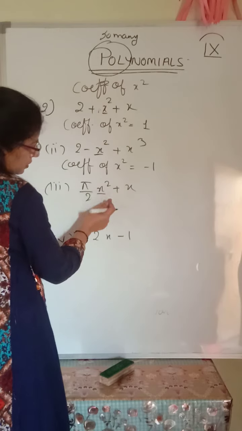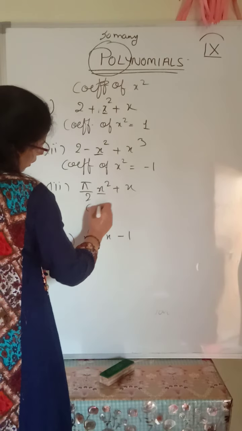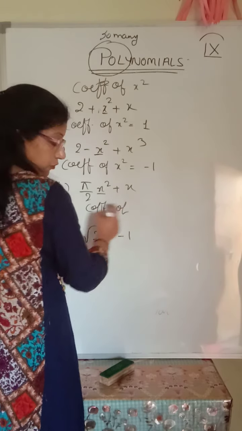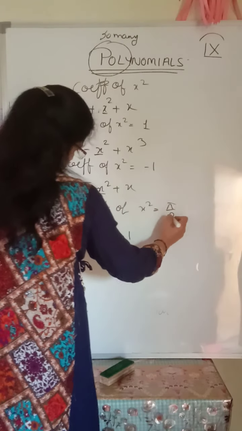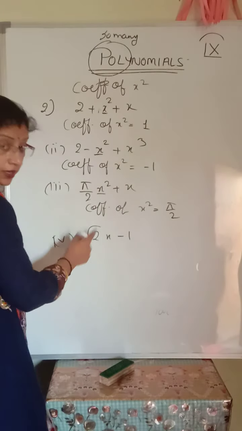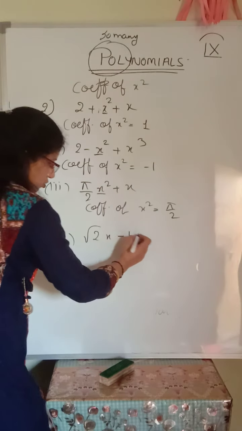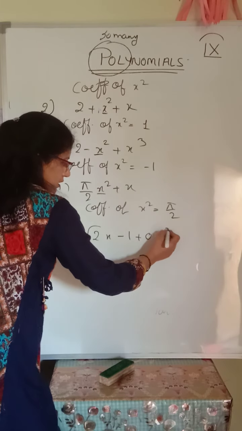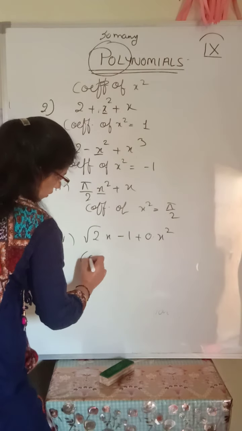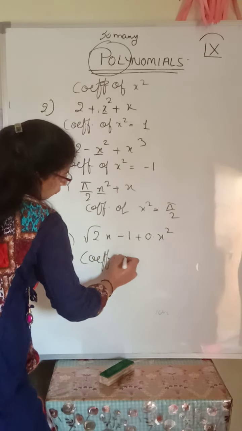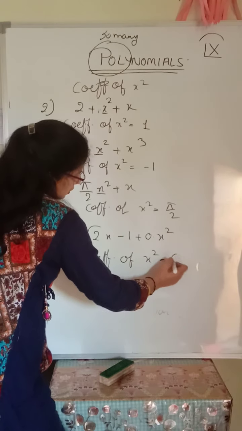What is the coefficient of x square? Pi by 2. So we'll write the full coefficient of x square is equal to pi by 2. Here the coefficient of x square is not present, so we can write 0 into x square. 0 into something is 0, so no effect in the polynomial. So therefore coefficient of x square is 0.